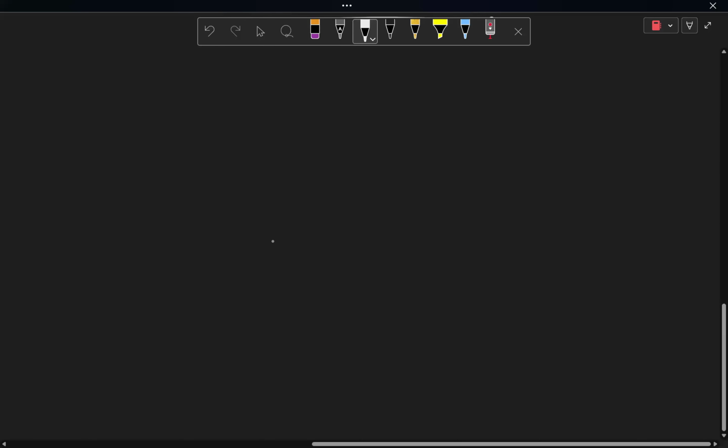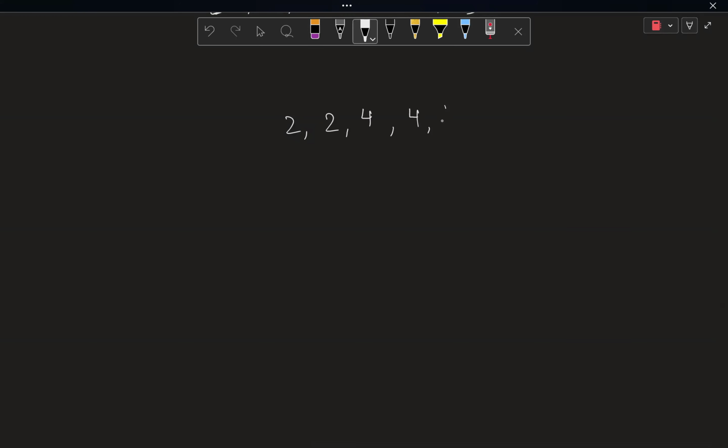But before that, I would like to take up one more example. What if the array looked like this? 2, 2, 4, 4, 16, 16. What should be the answer? Try to pause the video and think about it. You might make a silly mistake on this kind of example, so I hope you pause the video and try to think about it.